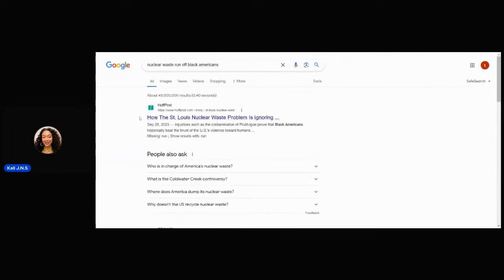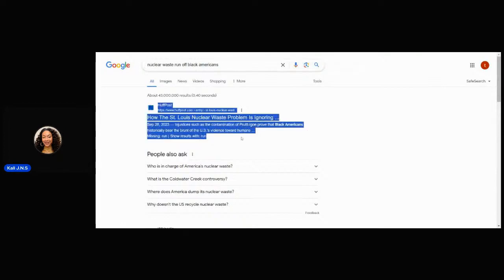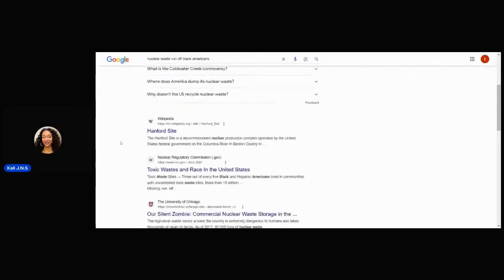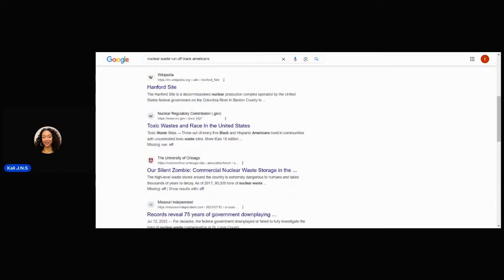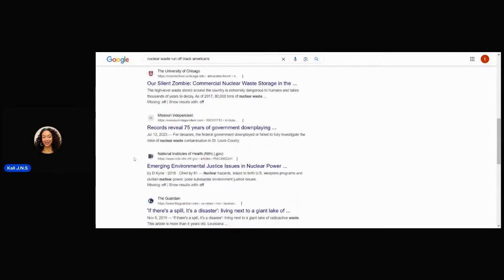See, look at this. You see it right in front of you. So I'm not just making this up. Injustices such as the contamination of land prove that Black Americans historically, look at this, nuclear waste problem. Boom, right there. So no, I'm not just making this up. Toxic waste and race in the United States. Nuclear Regulatory Commission.gov. Boom, right there. Look at this. And so no, I'm not just trying to get you scared or nothing.